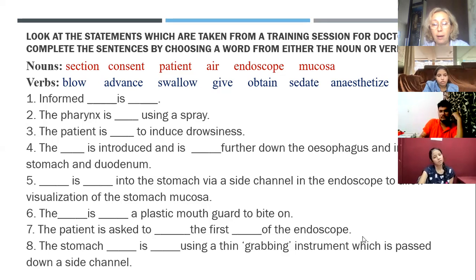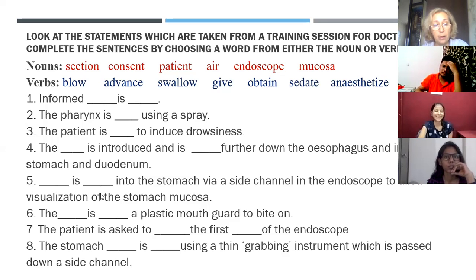Well, ma'am, the air is blown. Yes, air should be used here. Air is blown into the stomach. Okay. Yes, ma'am. The next one is for Misha, please.